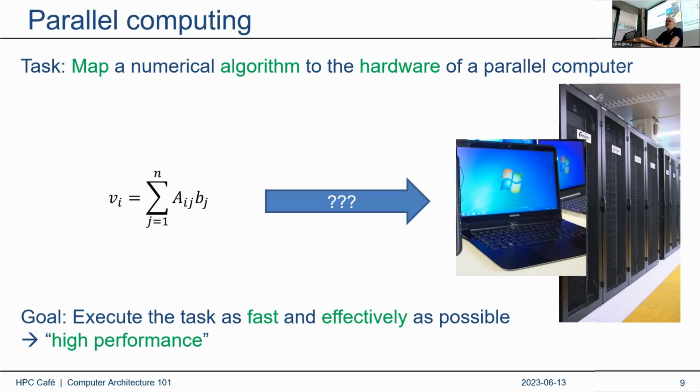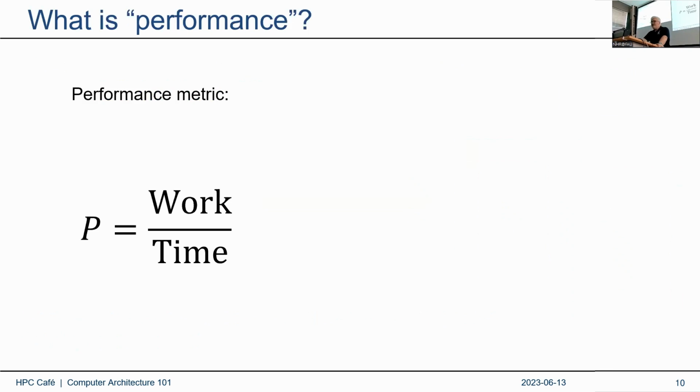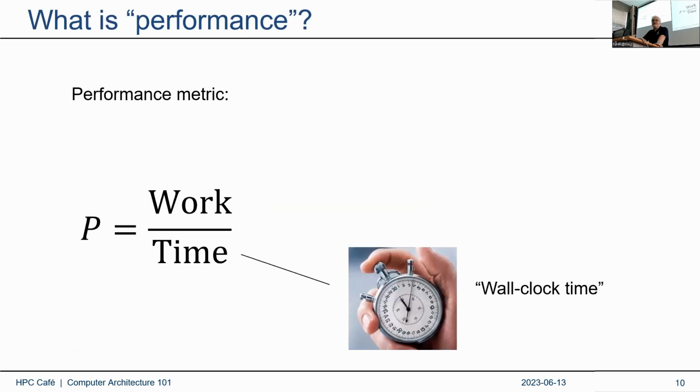So if we have performance, we have a number, we have a metric, we can try to improve it. So what is performance? Performance is work over time. Don't let anyone tell you anything else. It's how much work I can do in a certain amount of time, period. The problem comes with the definition of these terms. Now, time is simple.